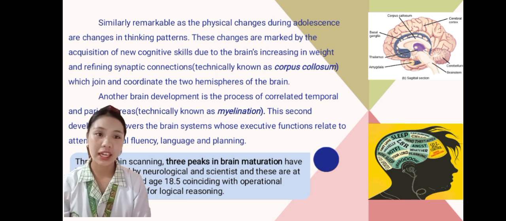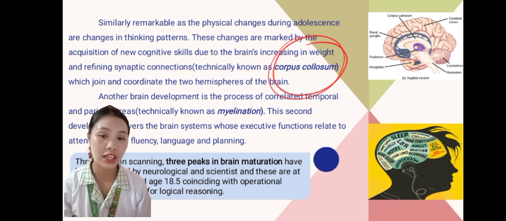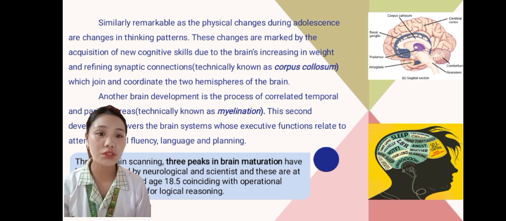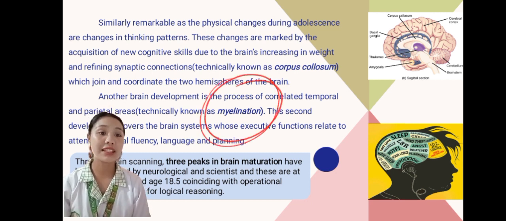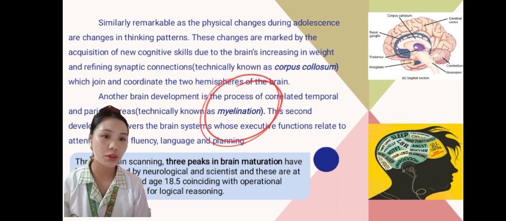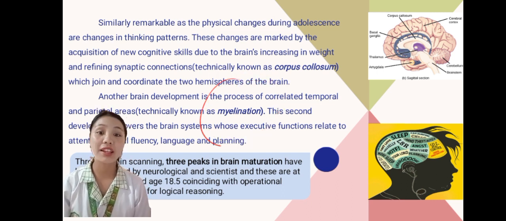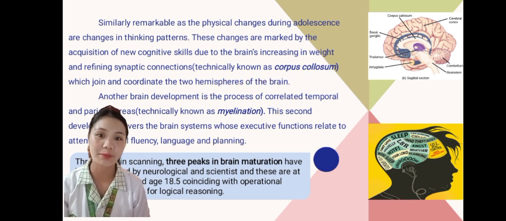Kapag lumalaki ang mga kabataan, their thinking changes too. Their brains develop new skills because they get heavier and their connections between brain cells, or yung tinatawag nating corpus callosum, get better. This connection links both sides of the brain, helping them work together. And aside from that, there's also a cool process called myelination happening in certain brain areas. It's like adding super speed and tuning to the brain systems for paying attention, talking well, using language, and planning things. It makes these brain functions work faster and smarter.